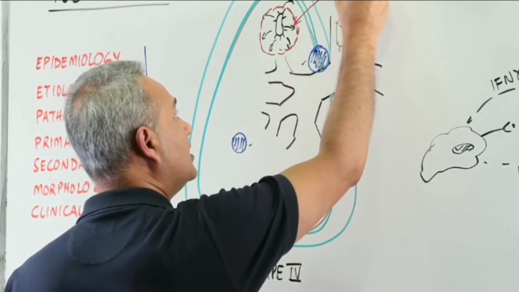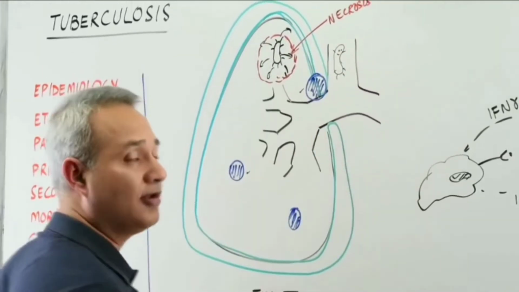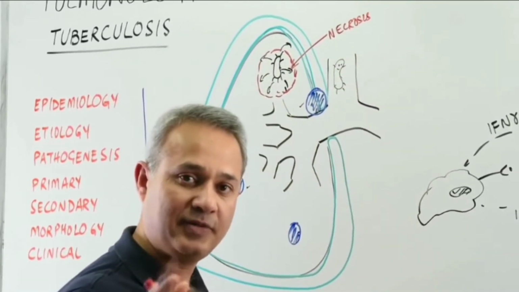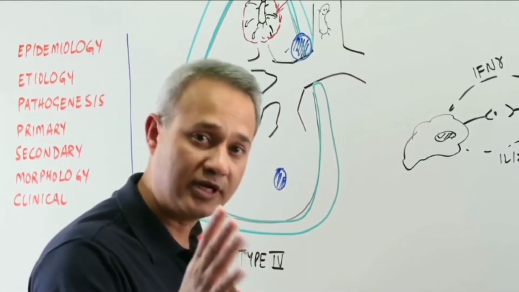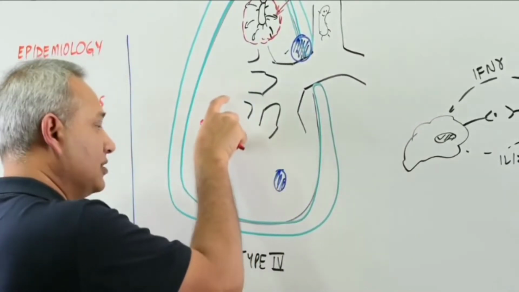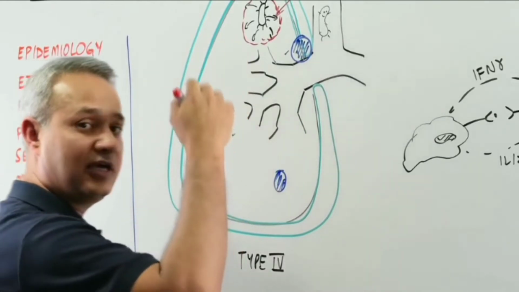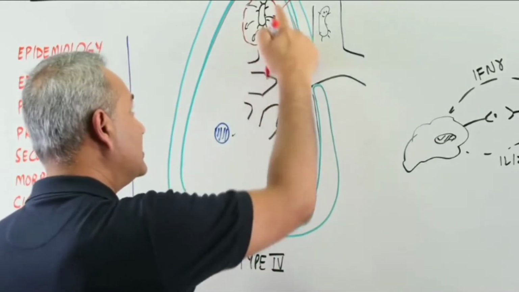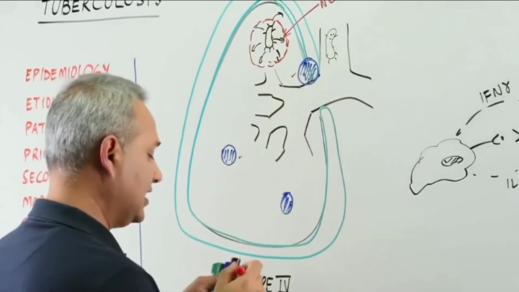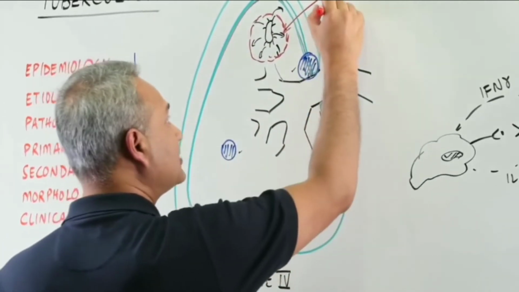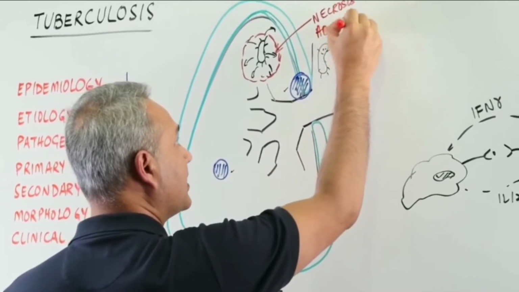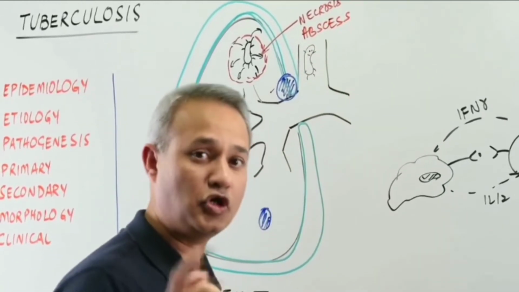When that damage occurs, this area will become immediately necrosed. Necrosis would start. Will this necrosis involve the lymph nodes? No. Primary TB, lymph nodes are involved. Secondary TB, lymph nodes are not involved normally. Primary TB, middle and lower lobes. Secondary TB, apices. As soon as the damage and necrosis start occurring, we form an abscess. So secondary TB, abscess formation, yes. Primary TB, abscess formation, no.